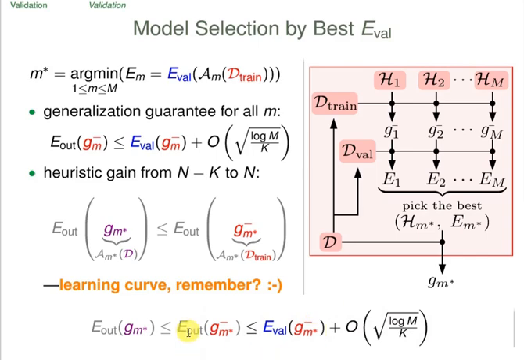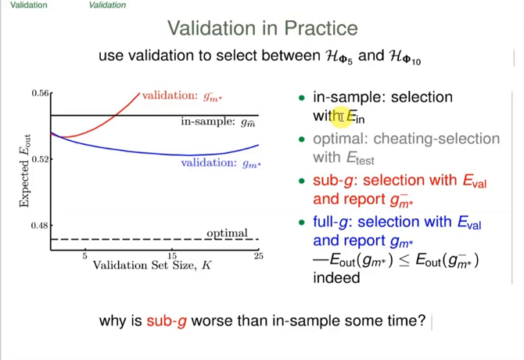Because E out decreases with the increase in the training set size. This is known from the VC bound, and the size of which must decrease if we increase the validation set size. If we increase the validation set size, the size of D train will decrease, right? And the bound of E out would be loose. The size of K, or validation set size, plays an important role in selecting the best possible model.